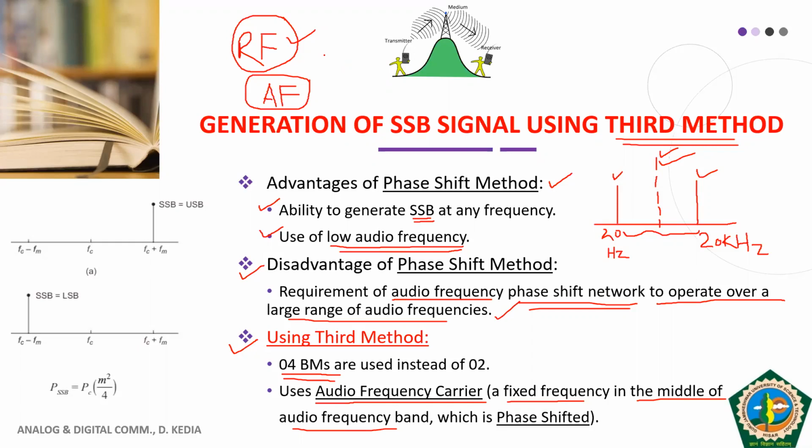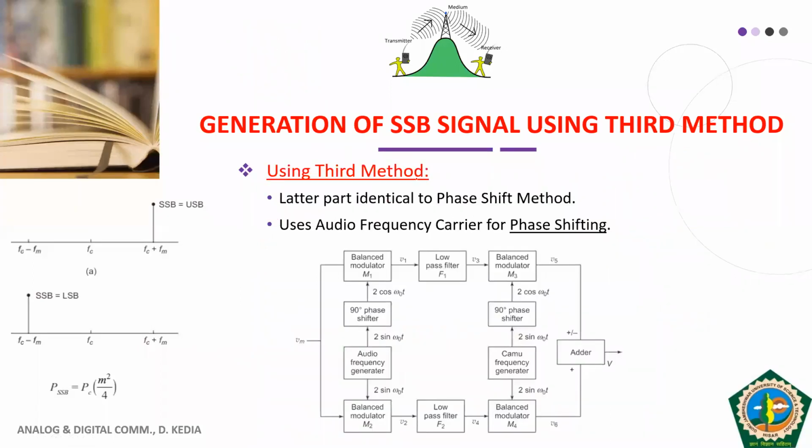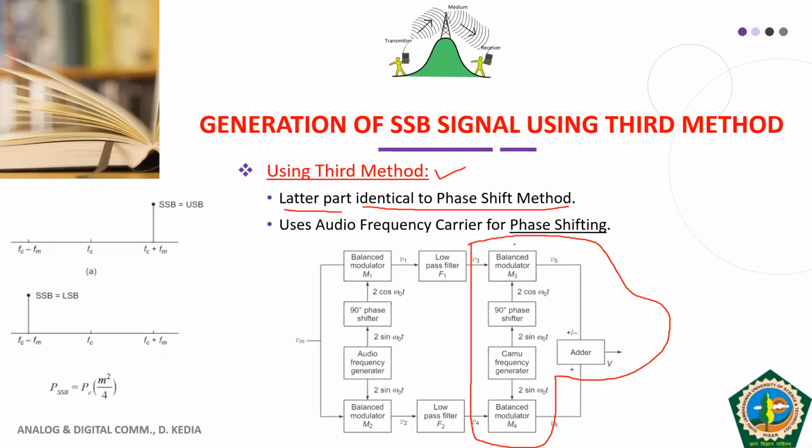So let us now move to the third method. How does it look like? This is our third method. It is in a way identical to the phase shift method. Obviously, some changes have been made, but the second half of the third method is the same as that of the phase shift method. This part is almost similar to your phase shift method, but the initial part is different from your phase shift method.